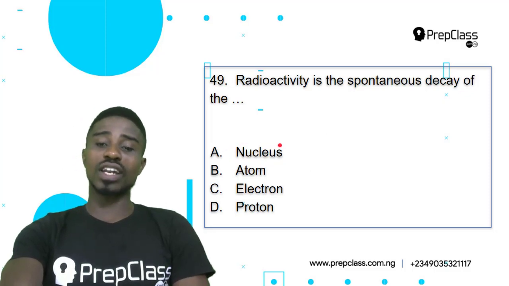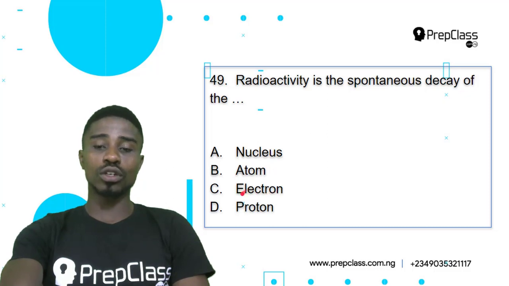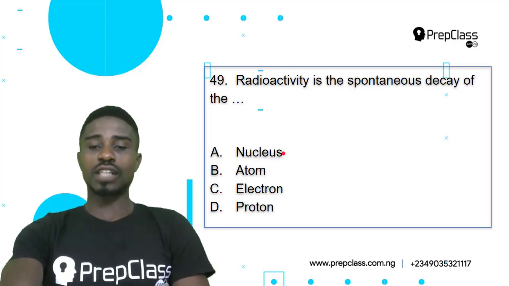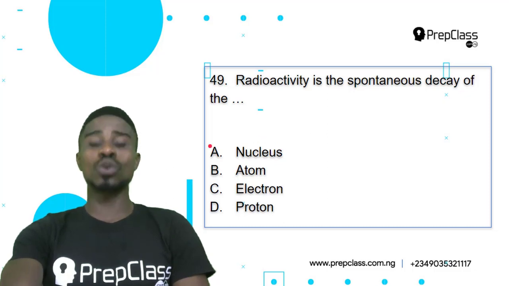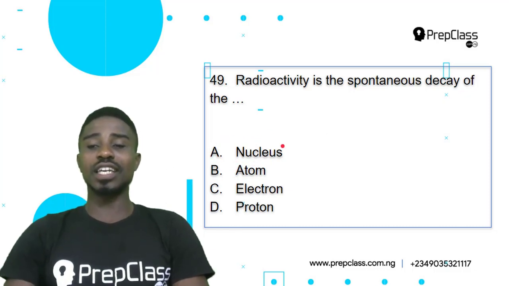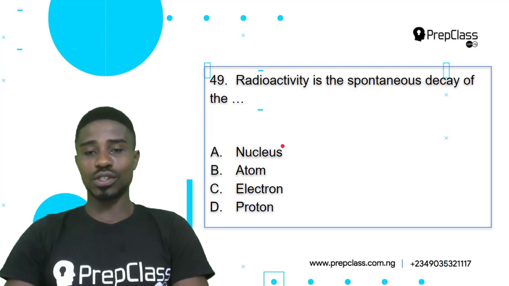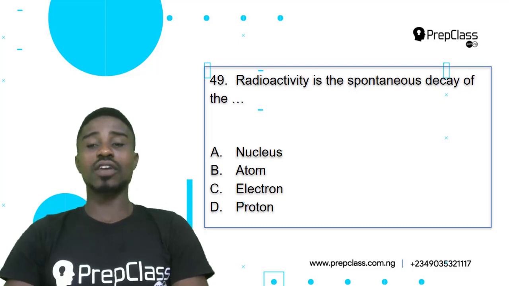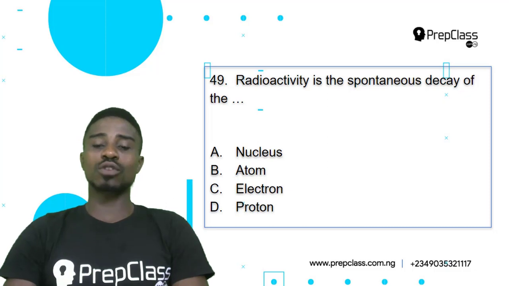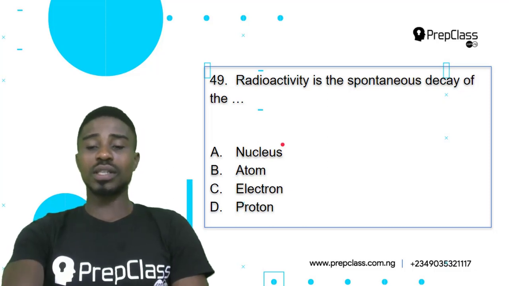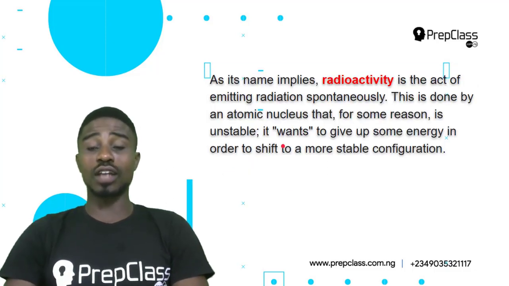It's not the decay of an atom, neither is it the decay of an electron or a proton, but it's the decay of the nucleus. That's why radioactivity is known as nuclear energy. It's also nuclear energy because it results from the decay of the nucleus. So option A is our correct answer. I'll still read out this explanation for better understanding and conviction.